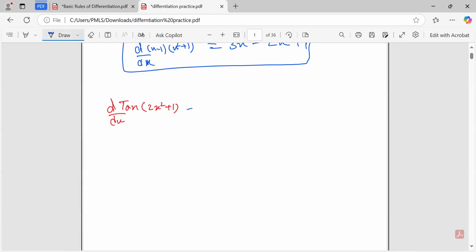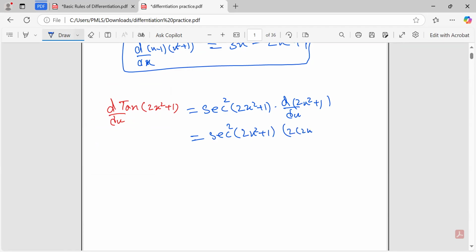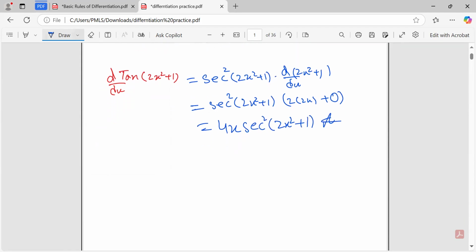For this, tan will be converted to secant square, and this u will stay as it is, in this case 2x square plus 1. And don't forget to take the derivative of 2x square plus 1. This is also called the chain rule. So first of all, secant square of 2x square plus 1 as it is, and the derivative of 2x square is 2 times 2x, plus the derivative of the constant 1 is 0. So we get 2 multiplied by 2, which is 4. So it becomes 4x secant square of 2x square plus 1. That is the answer.